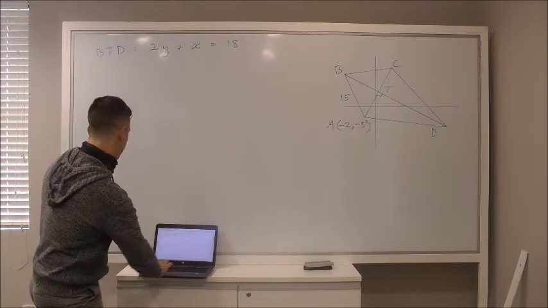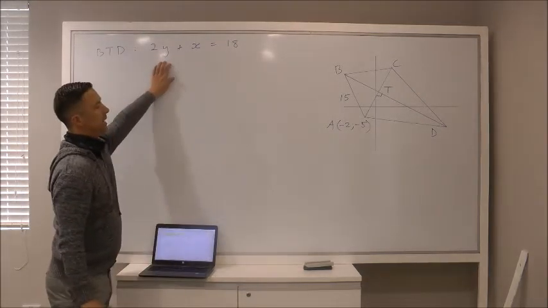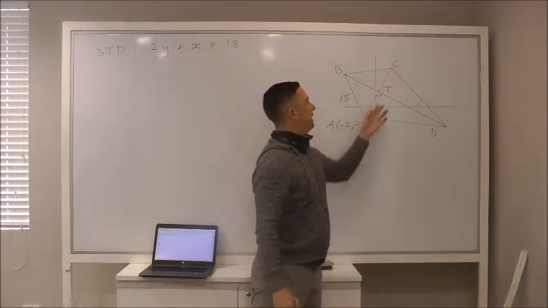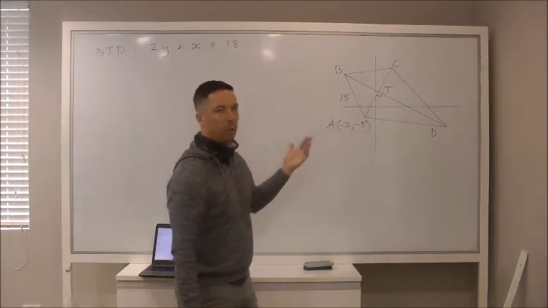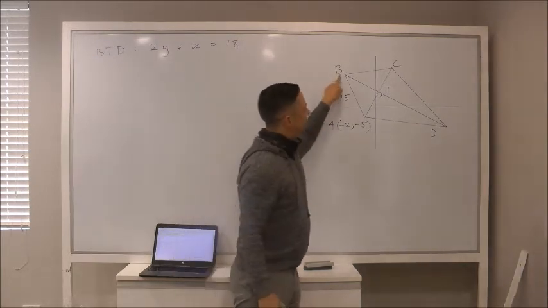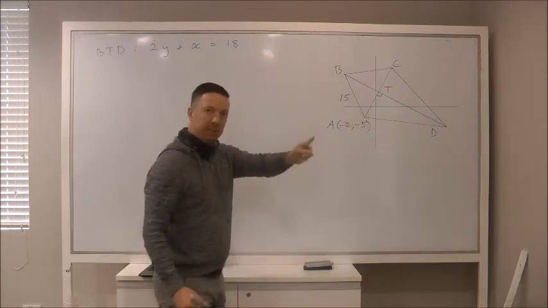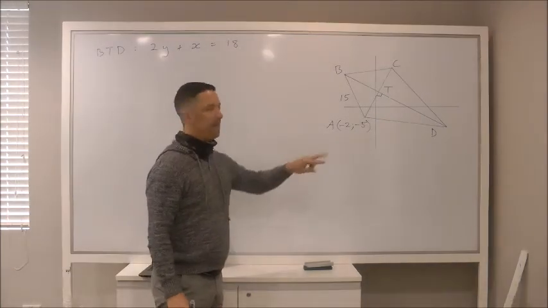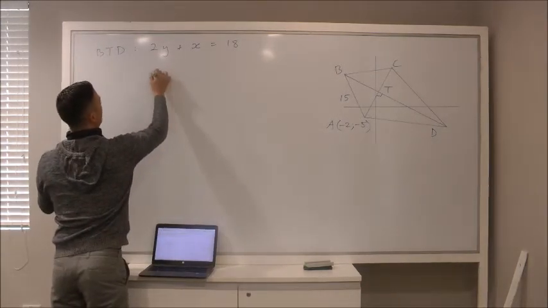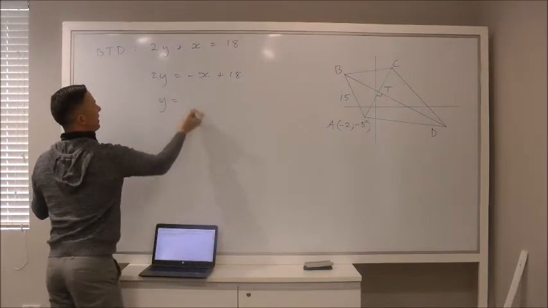Now, we know that BTD is given as this. Now, generally, if it was the gradient, I would try and look for A to C, or at least A to T, but I don't have T's coordinates or C's coordinates, so what are my other options? Well, if I get BTD's gradient, then I know that the perpendicular gradient is going to be the reciprocal additive inverse. Right, so I'm going to make y the subject, so 2y equals negative x plus 18, divided by 2.